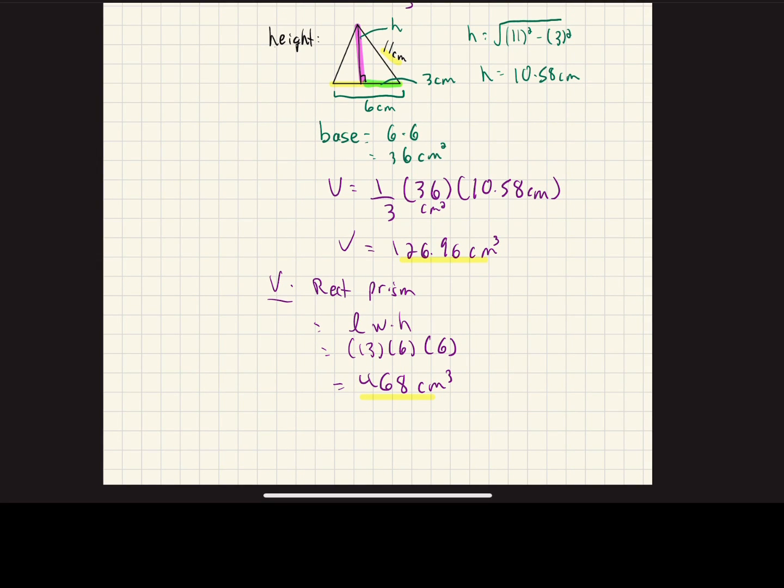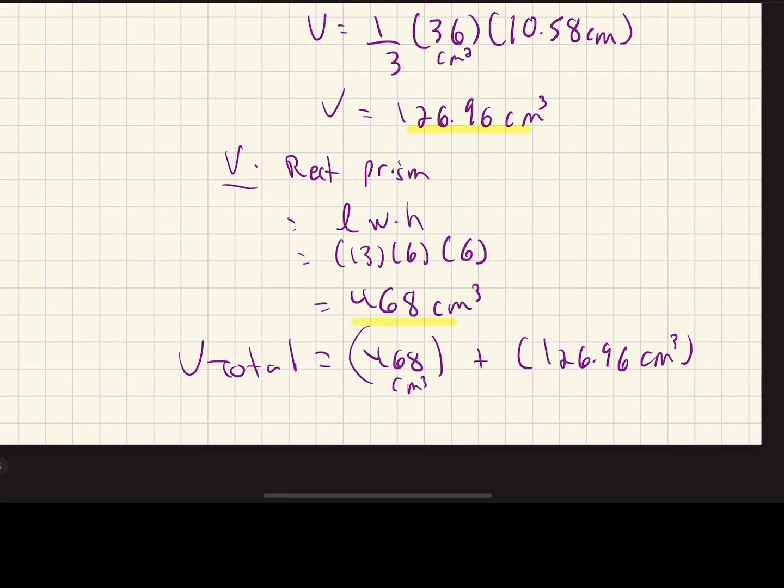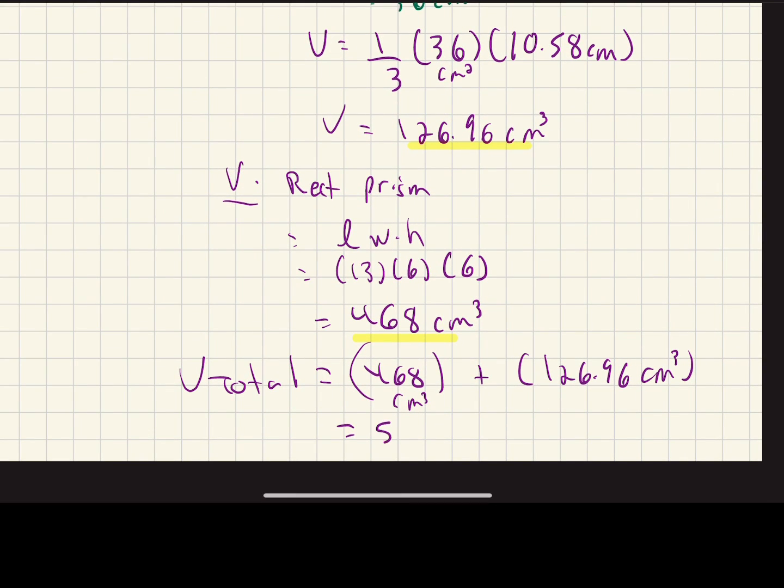And so we would go for V total, that'd be about 468 from the rectangle plus about 126.96 for the pyramid. And plugging that into our calculator, we get about 594.96. So we'll just say 595 centimeters cubed.